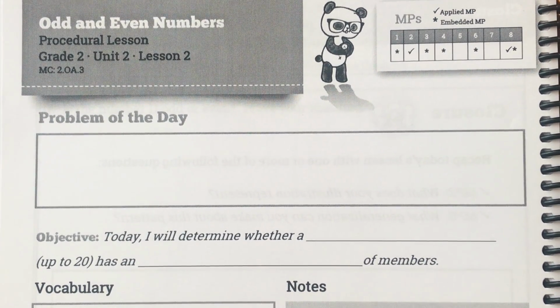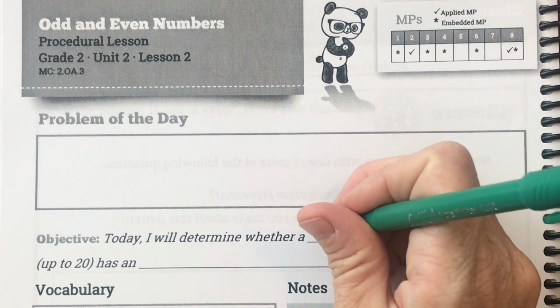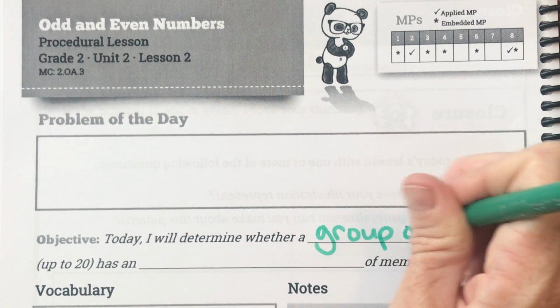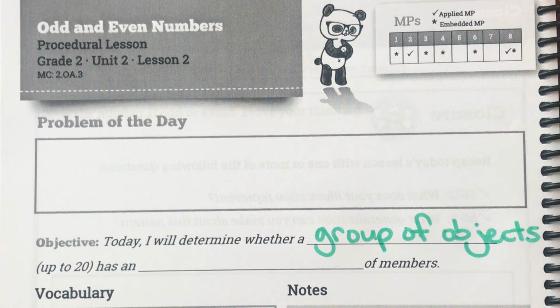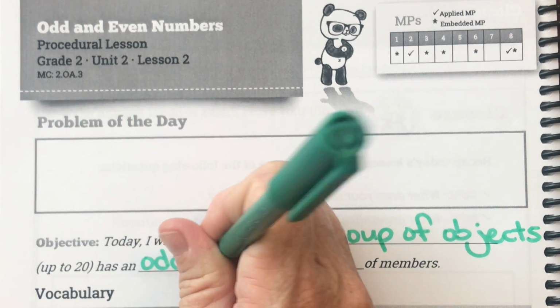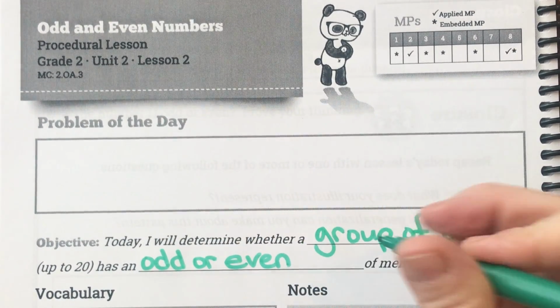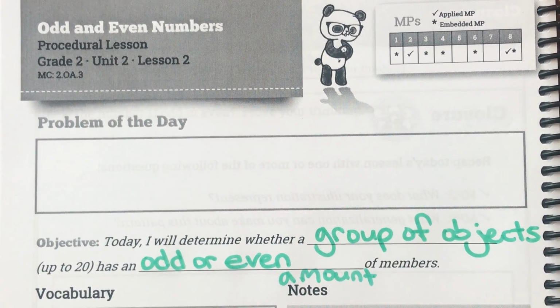Today we're on page 81 in our student journal, page 81. And today we're going to be continuing with our lesson that we did before if you had done the last lesson. So our goal or our objective is the same. It says, today I will determine whether a group of objects up to 20 has an odd or even amount of members.